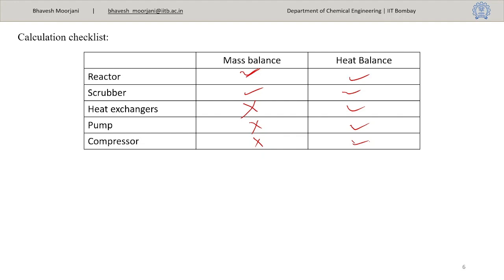So in pump and compressor, we actually don't heat a system, but rather we have an energy balance. Okay. So in pump and compressor, you get an energy balance, which is kind of the same as in heat balance.